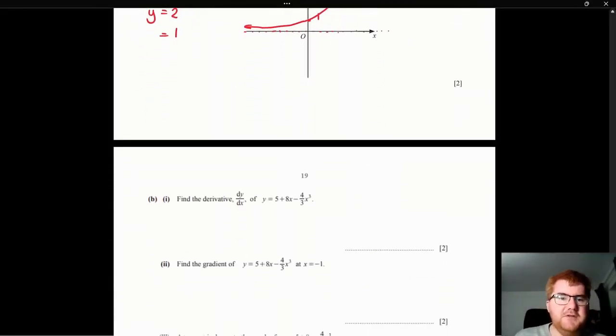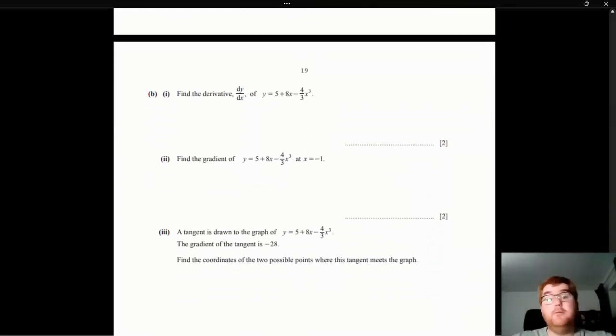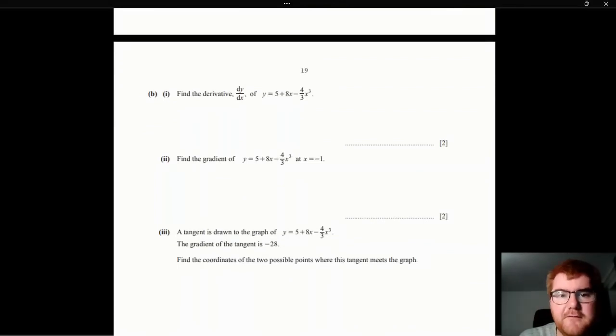Okay, from here they want us to do some differentiation, which is an important topic, particularly towards the end of the paper. So find the derivative of this particular function. To work out a derivative, any numbers will just disappear. You can ignore those. Then we look at the 8x. If it's just an 8x to the power of 1, we just read off the constant in front, so that's just 8. And then to differentiate this, again, remember your differentiation rules.